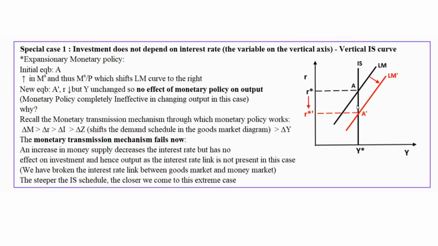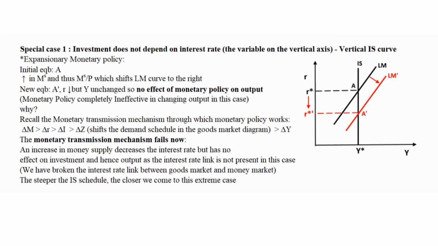So in the case of vertical IS curve, the crux here is that when investment does not depend upon interest rate, we get a vertical IS curve. And in this case, expansionary monetary policy is completely ineffective in increasing output because the monetary transmission mechanism fails. We still have the first link, that a change in money supply changes interest rate, but the next link between change in R and change in I has been broken.